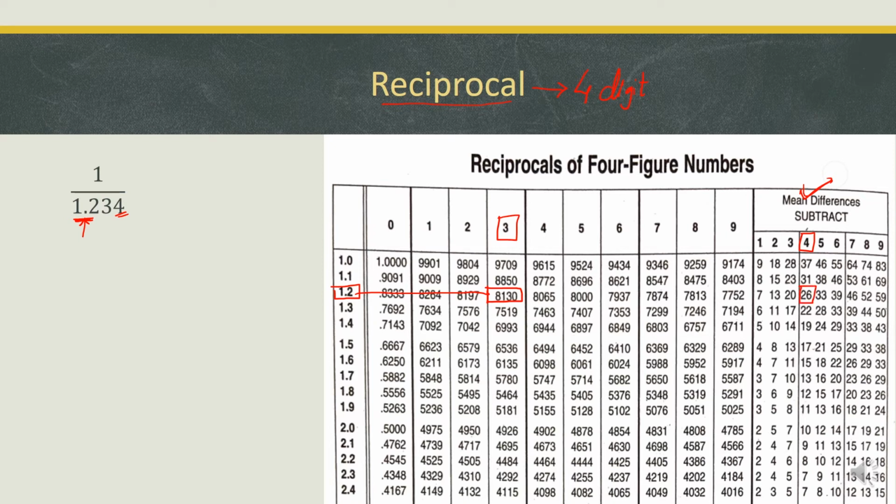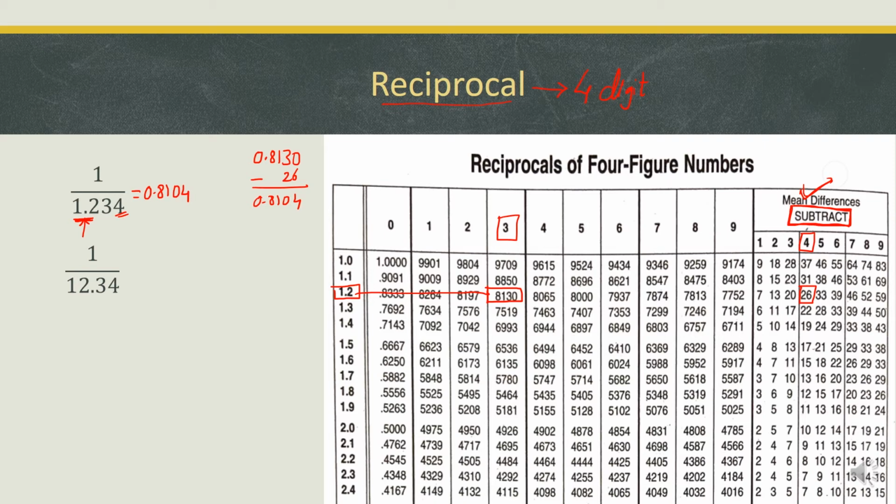Now there is this important thing over here that I am highlighting, which is that mean difference is subtracted over here. Up till now we have added all the mean differences, but over here it will be subtracted. So what we have is 8130 minus 26 will give us 0.8104. The answer is 0.8104. I hope you all got it. Let us go ahead. Next example.